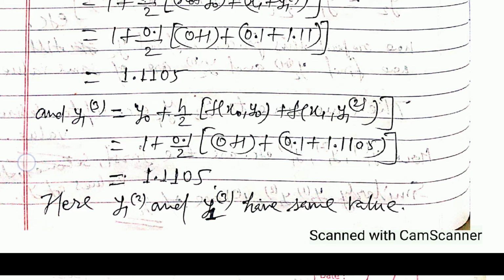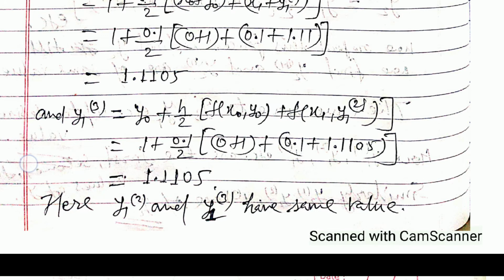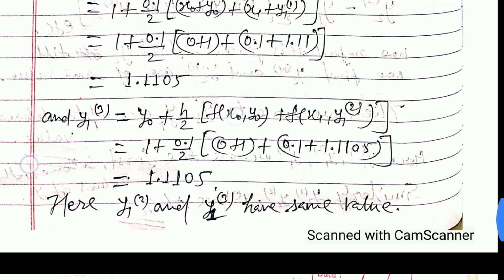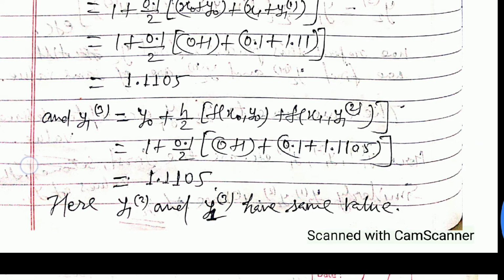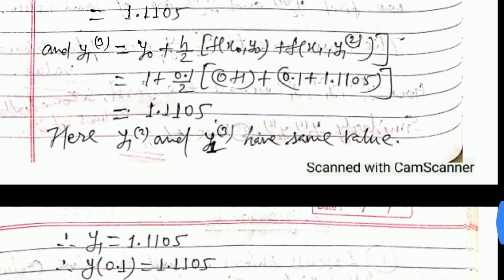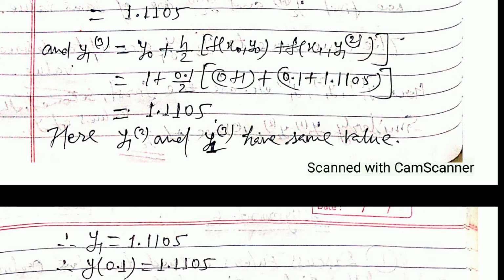So we write the formula for the modified Euler's method. The third time we have to find y1, that means we do it in the traditional way, and then we change only here: in place of y1 we have to write y1 second time, because we are going to find y1 third time. Then we see here its value is just 1.1105.